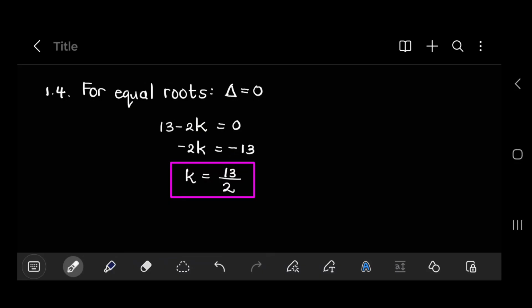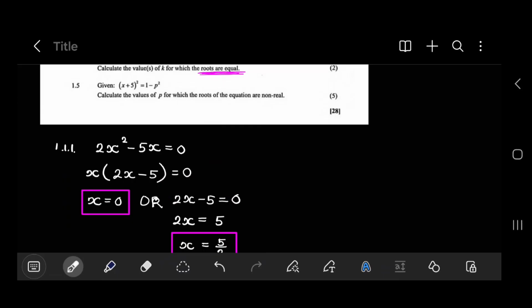So what does this mean? This means that this is the value of k when we substitute into that equation, 13 minus 2k. When we substitute in there, it causes the discriminant to be equal to 0, which means that we have equal roots.